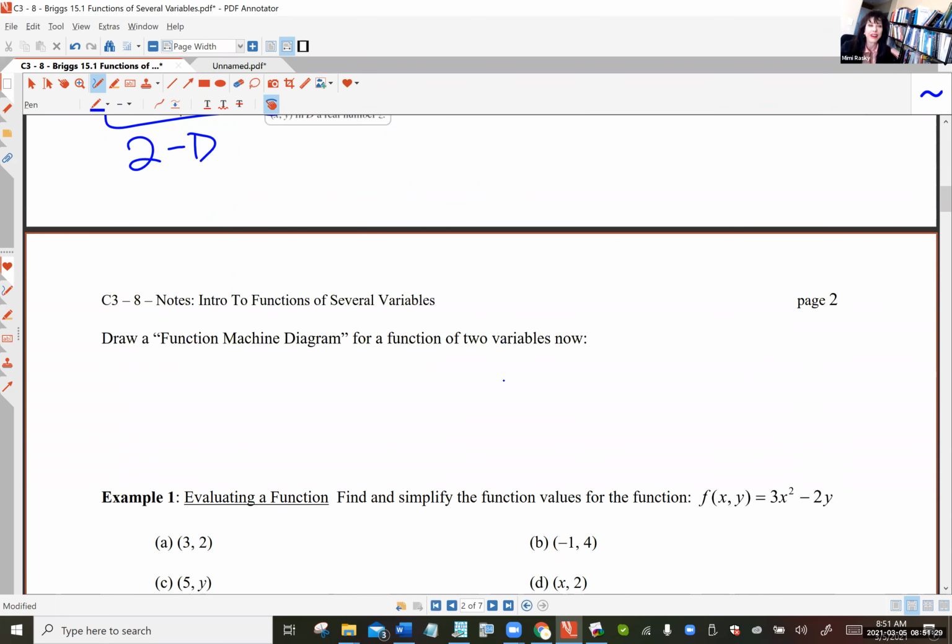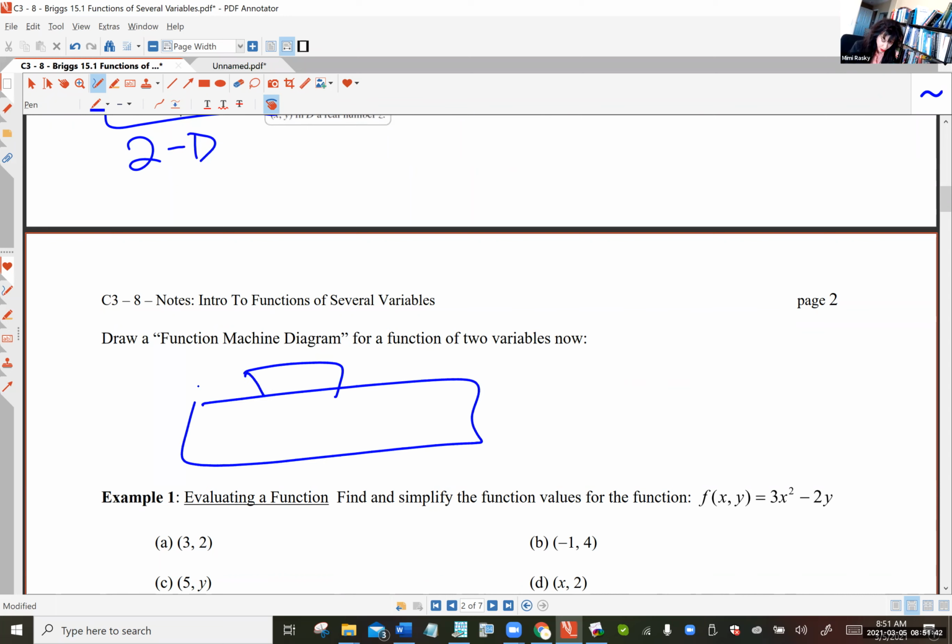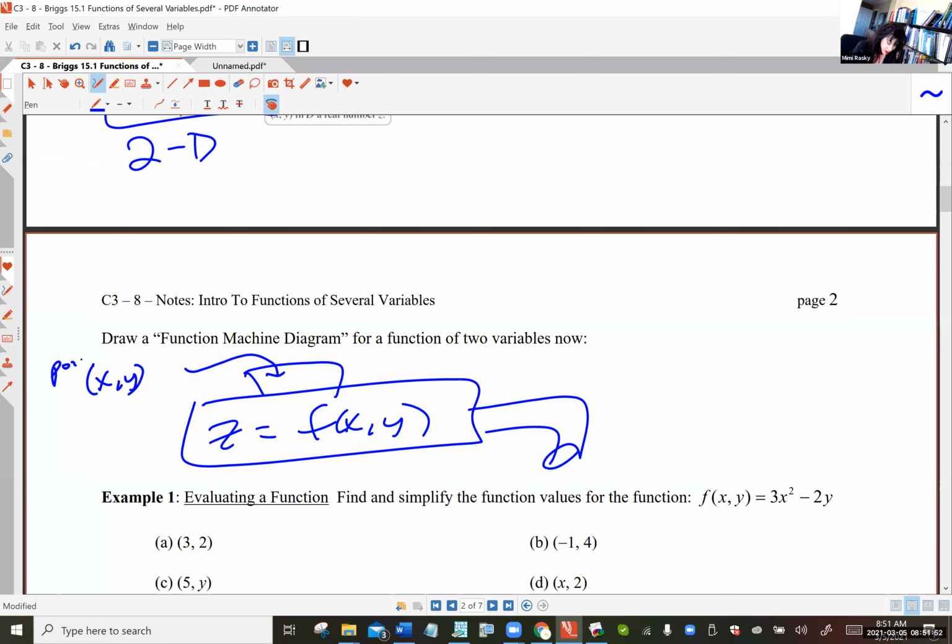Let's do a function machine now. I like drawing function machines because it gives you more access to what you feed it and what the output is, the output being the range. So here's a picture of a function machine for us, a function of two variables using the notation f of x comma y. You feed this guy a point, x and y coordinates, a point in R2. R2 is a fancy way of saying 2 dimensions. And the output is going to give you some z value, which is a real number.